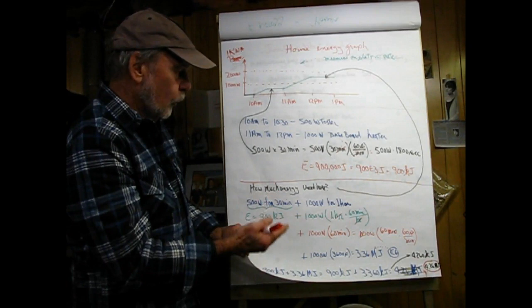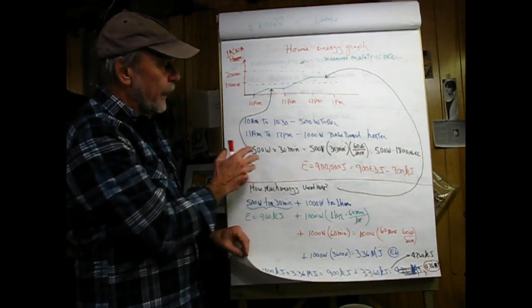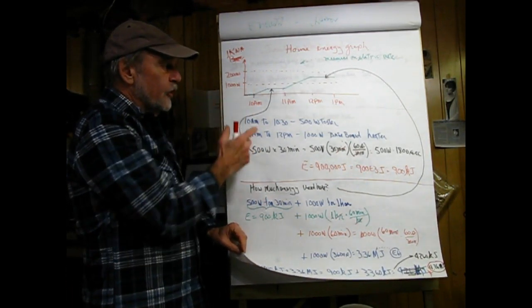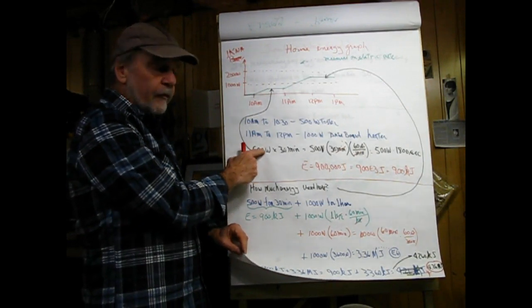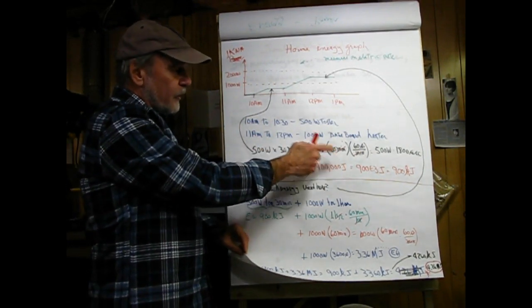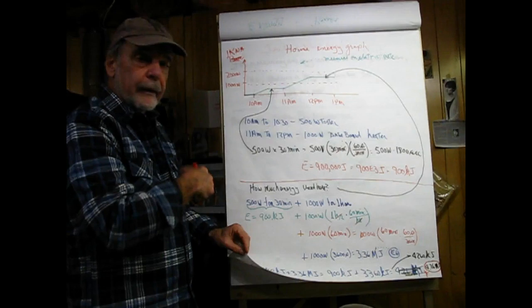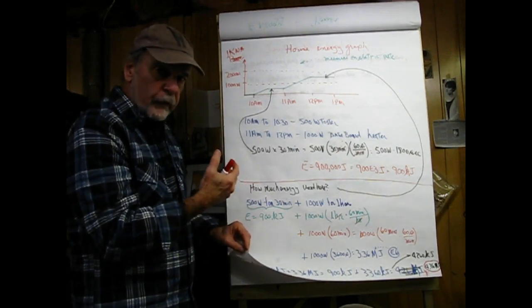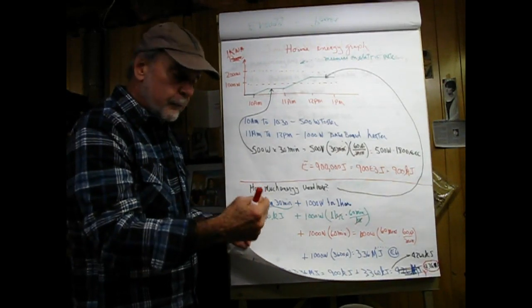So hopefully what you understand here is the relationship between energy and power, 500 watts of power, 1,000 watts of power for this guy, and the energy that's being converted by the use of power over time.